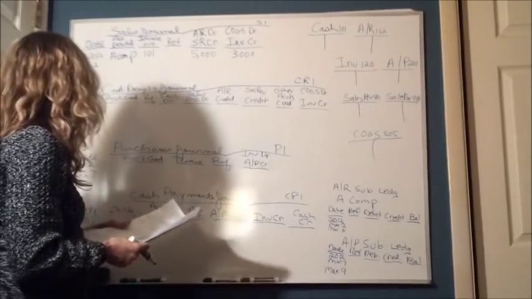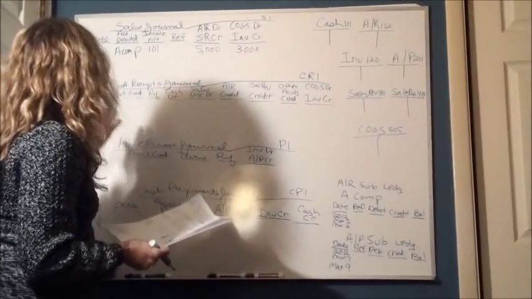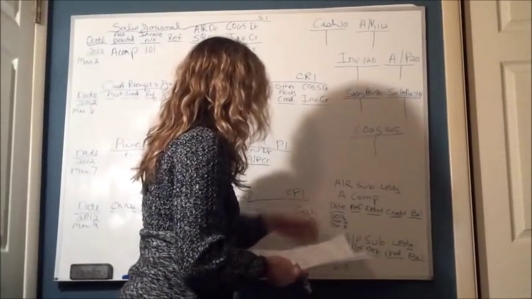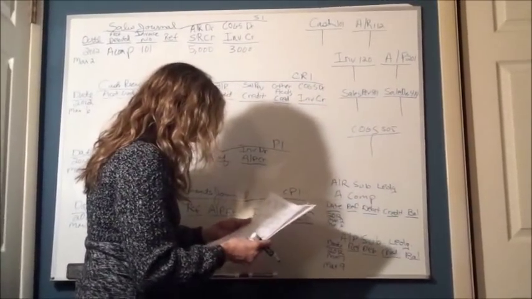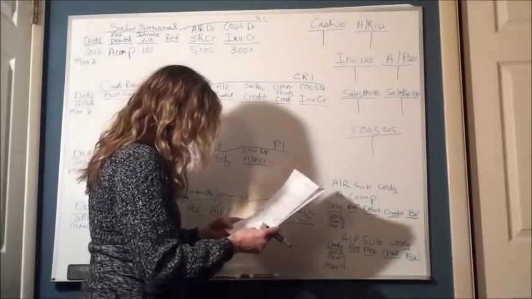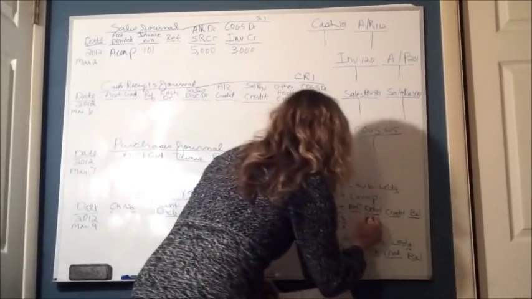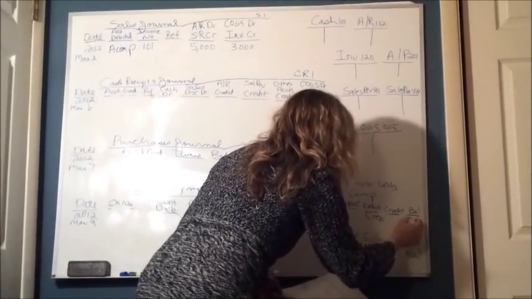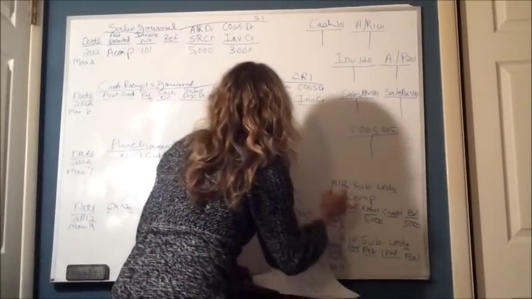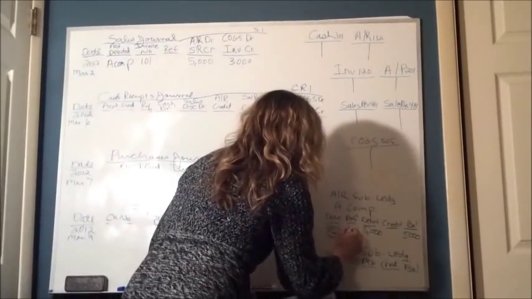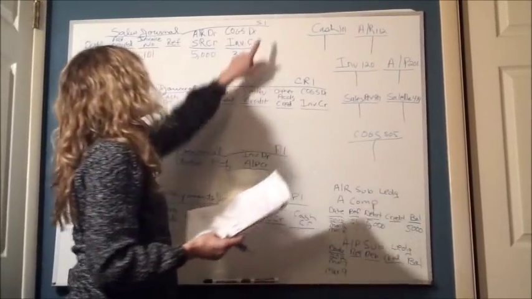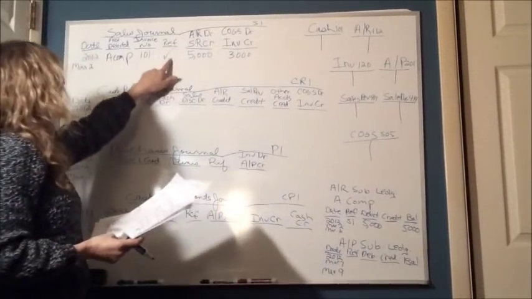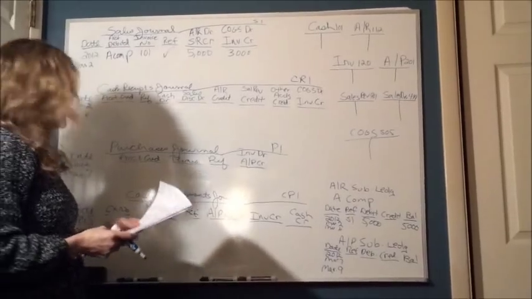So we're going to post this first item. Again, the person who purchased the merchandise inventory from us was A company. So we are going to debit A company for $5,000. The balance for A company on March 2nd is $5,000. The reference is where it came from. It came from the sales journal, page 1. And we're going to check mark that, which means we posted it to the subsidiary ledger.